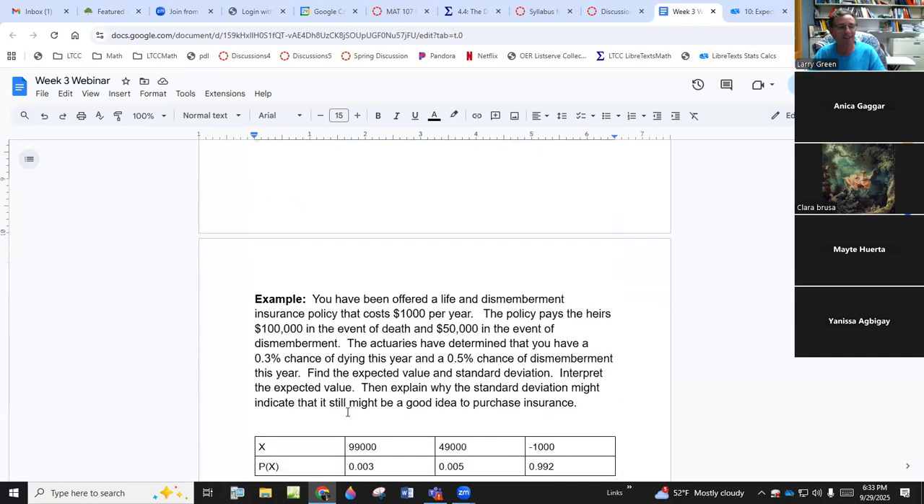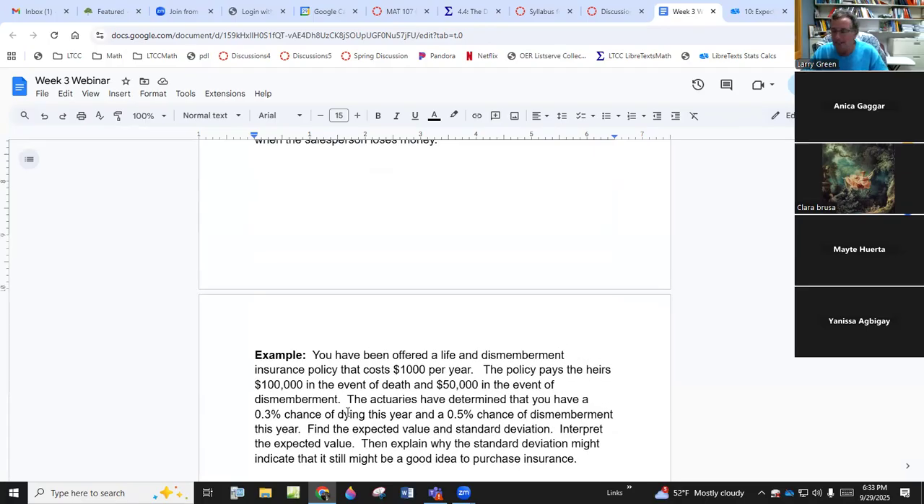Okay. So here's another example, and this is called actuarial work. Have you heard of an actuary? Do you know what they do? Actuaries work for insurance companies and calculate the expected value for things like life insurance, car insurance, or health insurance. That's what actuaries do.